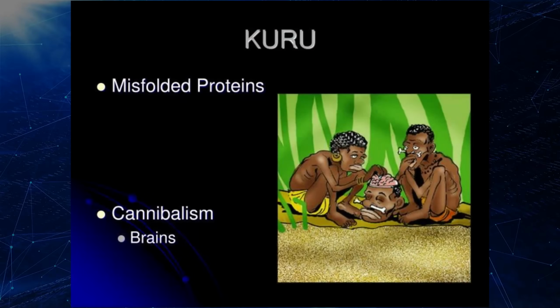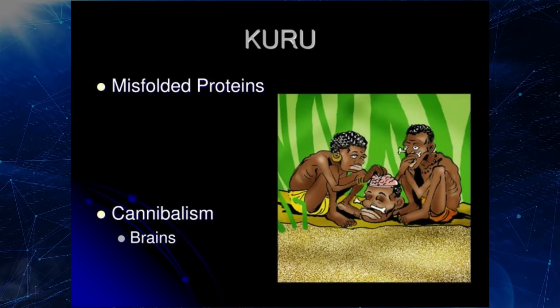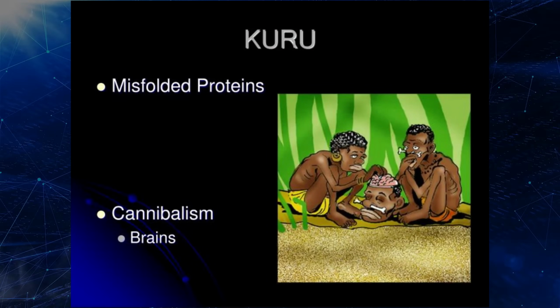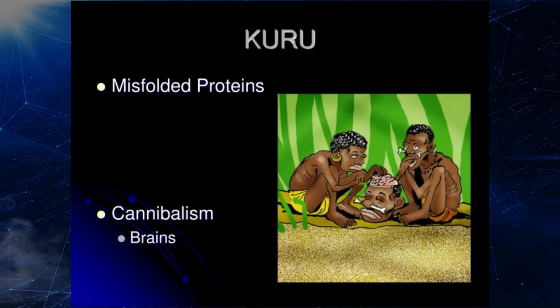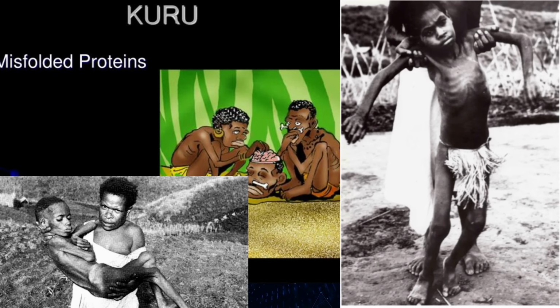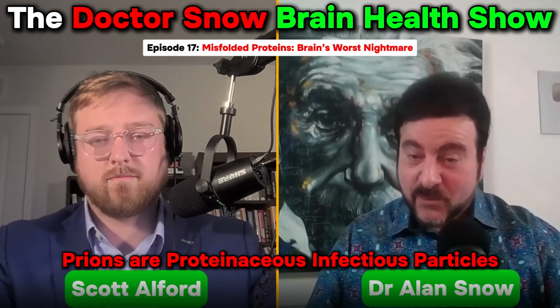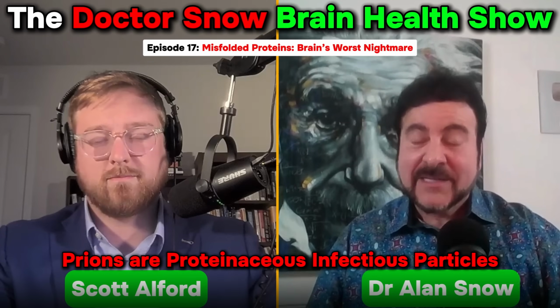Kuru is where the cannibals used to eat the brains of their loved ones before they put them in the funeral home, and then what they found is that by doing so they got the same prion disease and they died. So that's why people stopped cannibalism, because you can actually spread it. Prion disease is a spreading disease, so it's an infection. It's like having a virus basically, but instead of a virus, it's a protein that spreads.